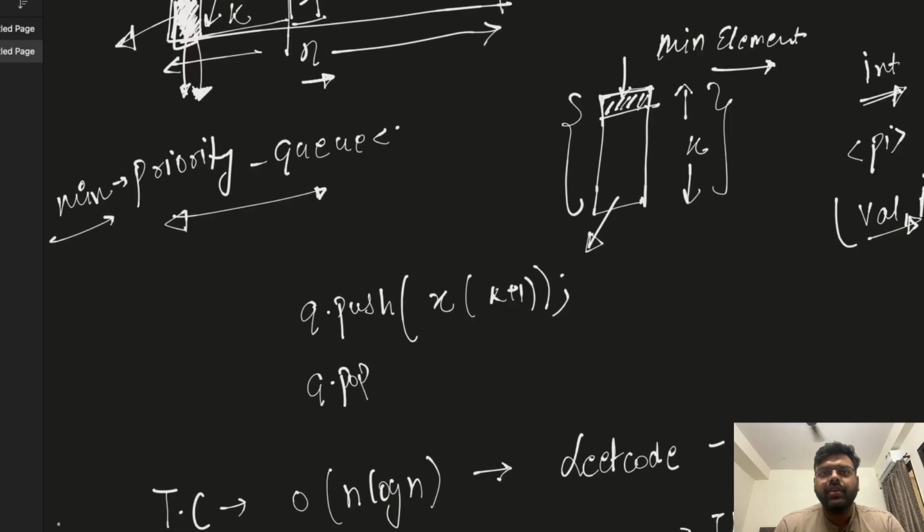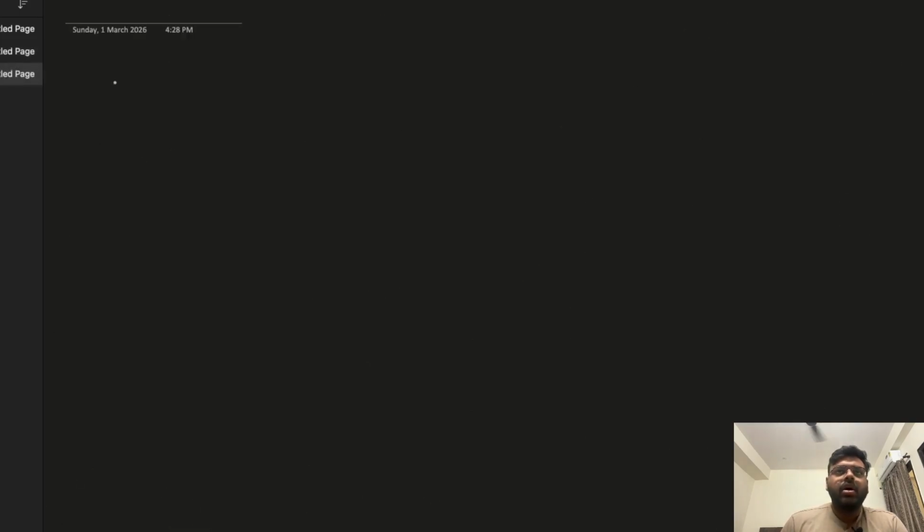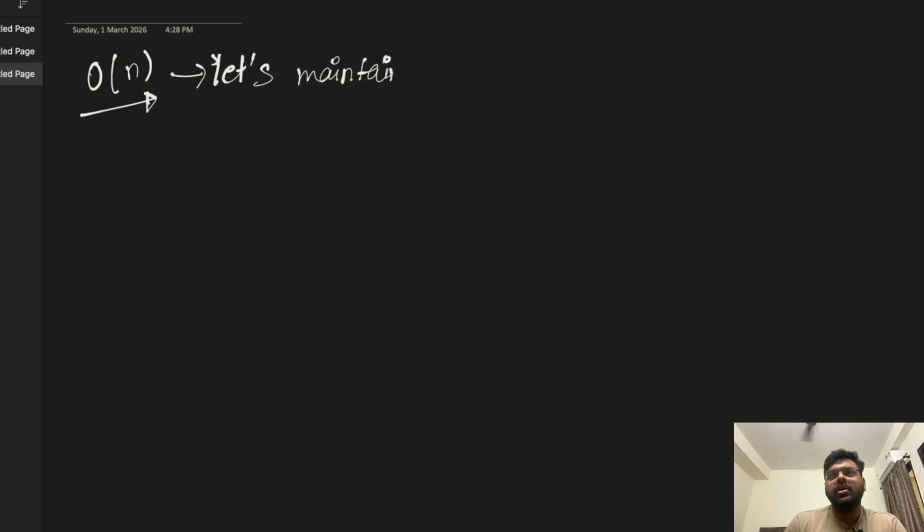Now let's discuss the big O of n approach of how we would actually be doing this. Now to do this, what if I say let's maintain a min stack using two different stacks, like two stacks.